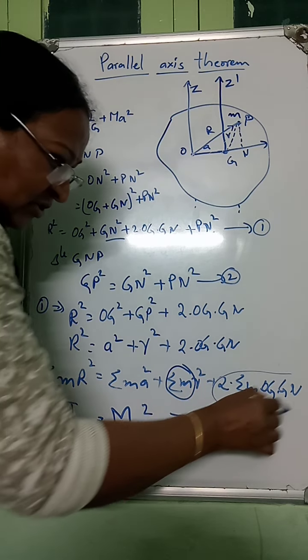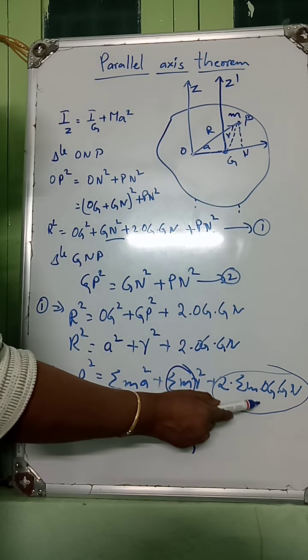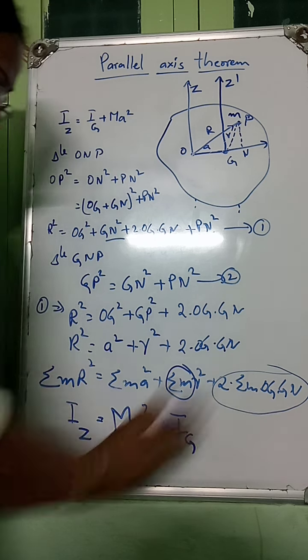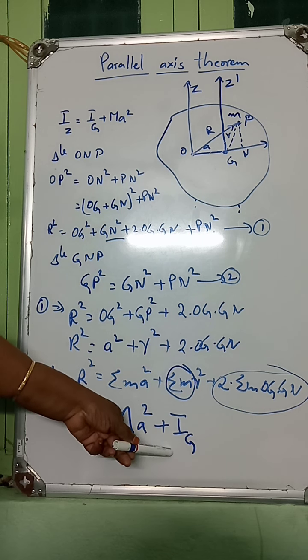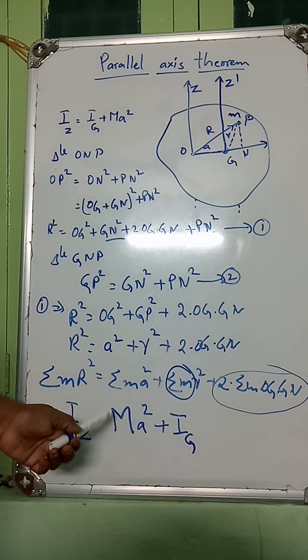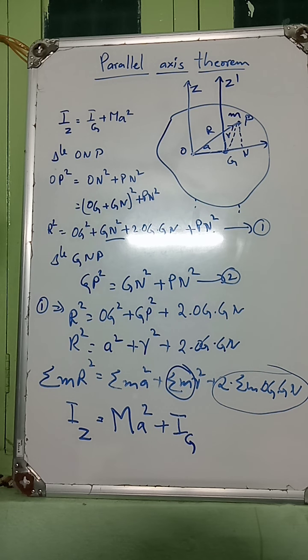The last term you can neglect because the vector sum of moments about the center of mass is 0. That's why this term value becomes 0. You can neglect it. So Iz equals Ig plus Ma square. What is Iz? Moment of inertia of the lamina about the z axis is equal to the sum of the moment of inertia about center of gravity and the product of mass and perpendicular distance between the two parallel axes.